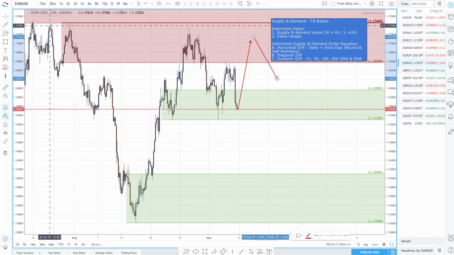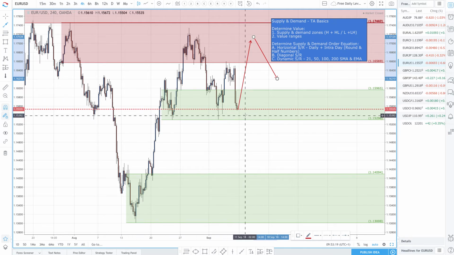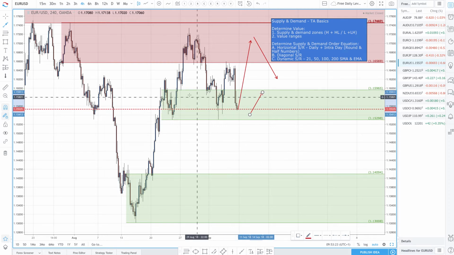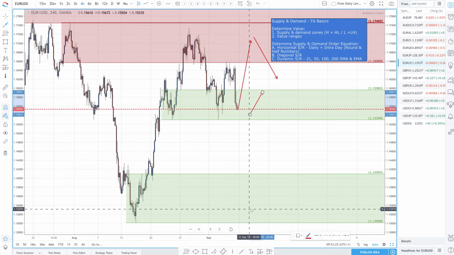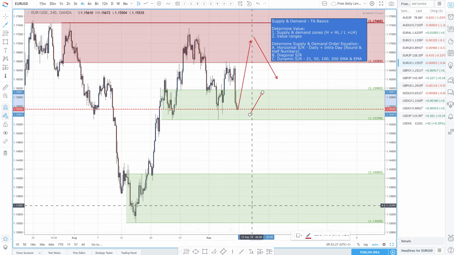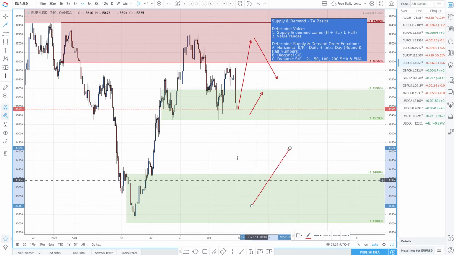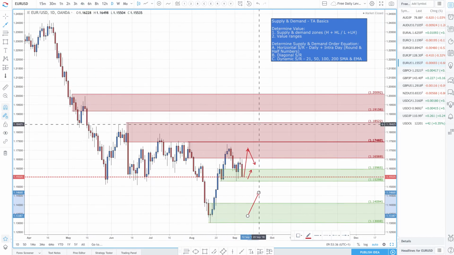If you want to get long in the euro right now, then this is going to be the first area to look to get potentially long. Look for some bullish price action. If prices fail, then you'll be looking at this area right here to get long, right?